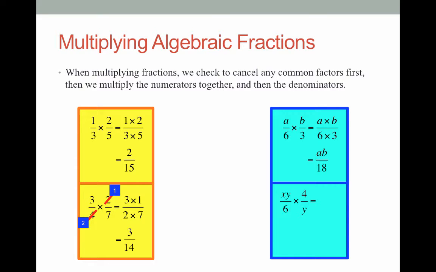Now we're going to look at our final example for the video, xy/6 times 4/y. Immediately we should be recognizing that there are some common factors in our numerator and our denominator. For instance, there is a common factor of 2. I can divide both the 4 and the 6 by 2, and that will cancel out some 2's in my fraction. What you might also recognize is that there is a common pronumeral as well. The y's are common, and I can divide both my numerator and denominator by y to simplify my answer. So let's take a look.